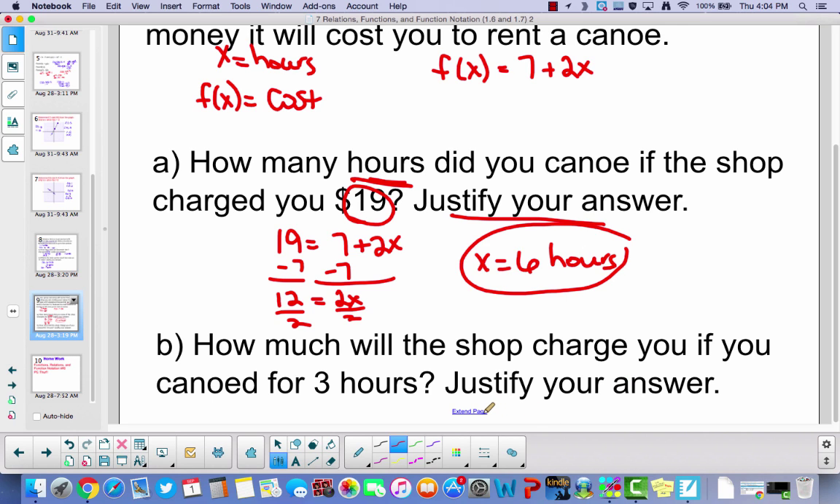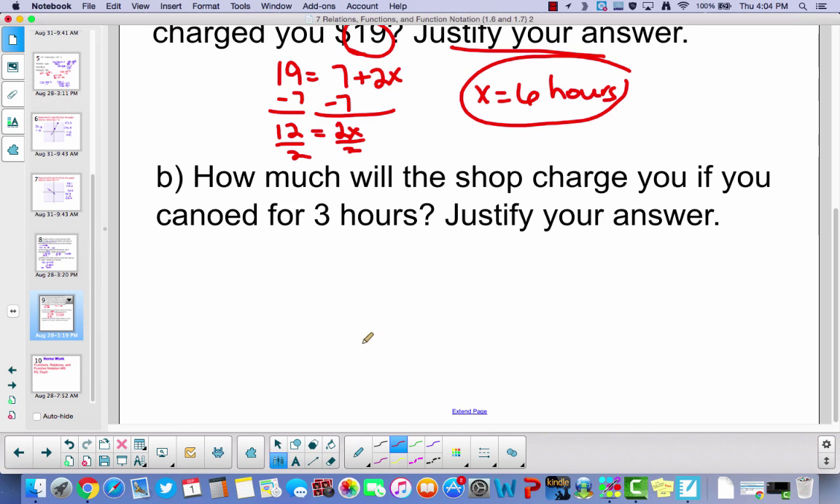All right, try this one now. You've got your f of x there. It says, how much will the shop charge you if you canoed for 3 hours? Pause it and try this one. Okay. So 3 represents my x. So f of 3 is what I'm looking at, is 7 plus 2 times that 3. So I have 7 plus 6, which is $13. Again, don't forget your label.